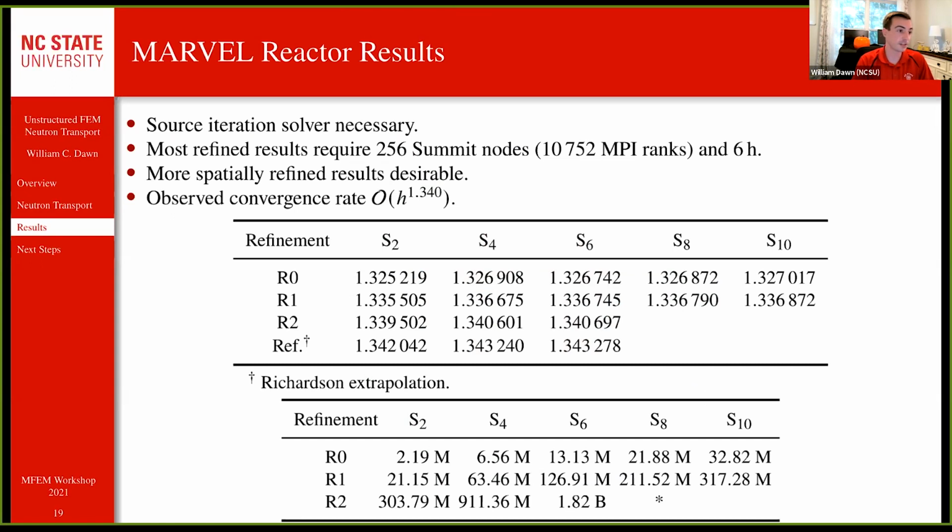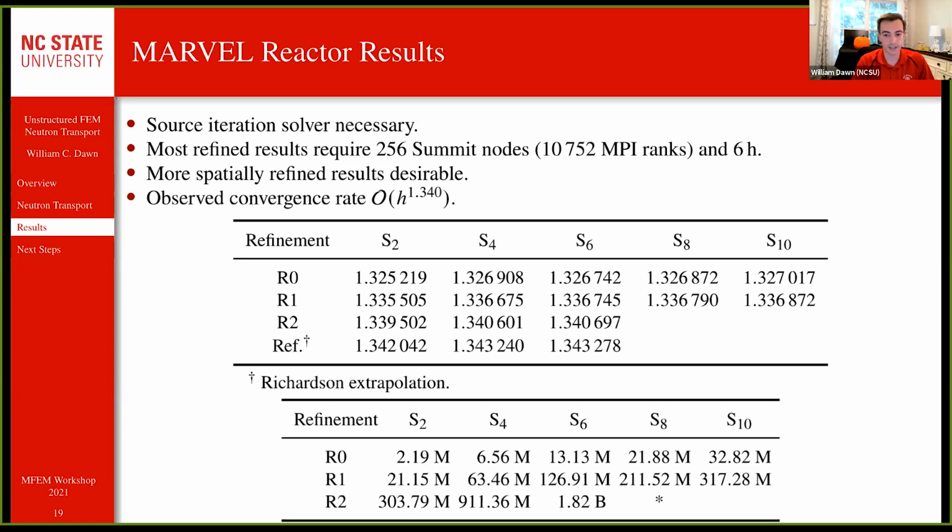We would like to get more spatially refined results. We're going to work on getting that R3 mesh running, but I don't have them for you today. And in space, we're observing a convergence rate of about 1.34. So these most refined results we have are 1.82 billion DOF. Remember, that's from a 3 million vertex mesh. So a lot of DOF are coming from our energy and angle.